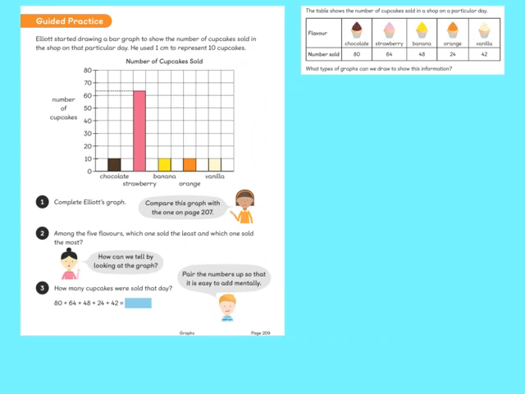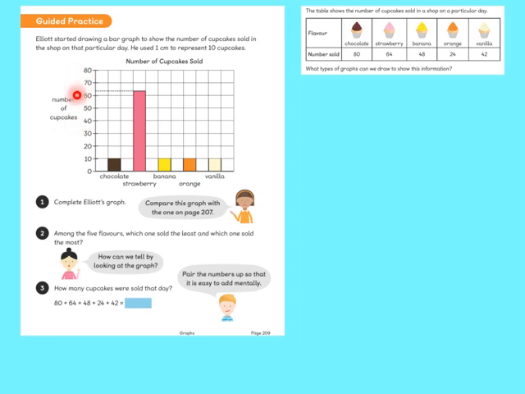Okay, so here is today's guided practice. It says that Elliot started drawing a bar graph to show the number of cupcakes sold in the shop on that particular day. He used 1 centimetre to represent 10 cupcakes. So we're using the same information from the in focus. We're going to put it onto this bar graph. We've got our flavours down at the bottom and the number of cupcakes over here. Now this time the scale on the side is going up in tens.